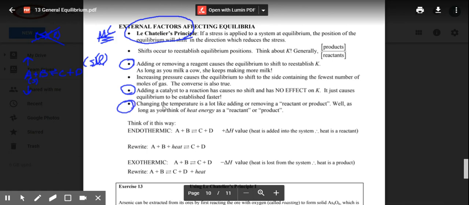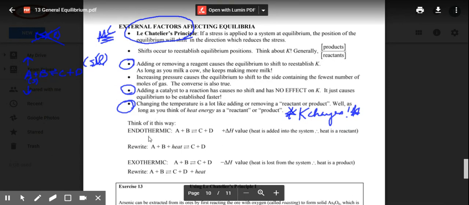Now let's move to changing temperature. We talked about this one as well during our thermo unit. Now, when we're changing the temperature, this is the only time when K can change. All right. Only time when K changes is when you're changing temperature. So not only will you have to predict a shift here, but you'll also have to predict whether your K value is increasing or decreasing.